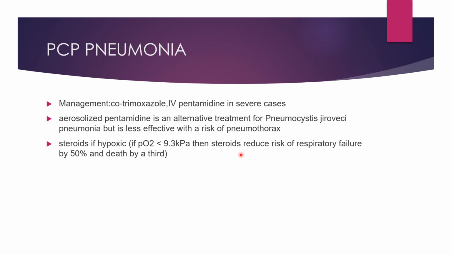Then you have to add steroids to reduce the risk of respiratory failure by 50% and death by 1/3. So in the question, carefully look for PaO2 if you are suspecting PCP, to add steroids or not in the management. If the question is about management of that patient, then you have to write cotrimoxazole with steroids if the patient's PaO2 is less than 9.3 kilopascals. So be careful with the questions of PCP.